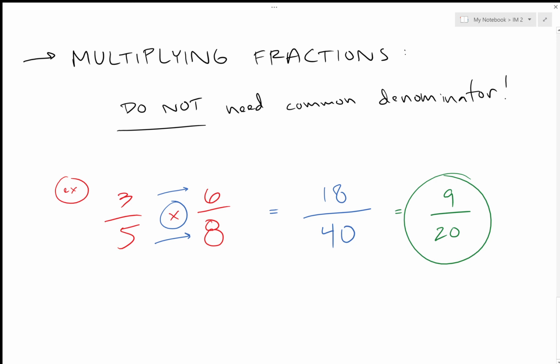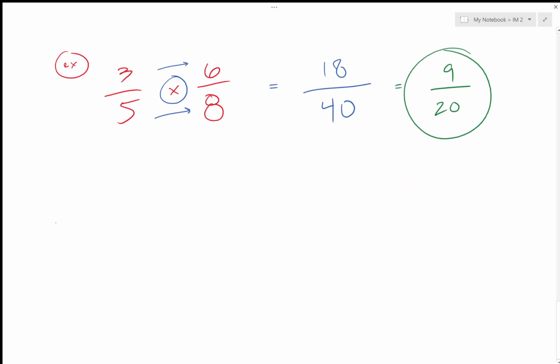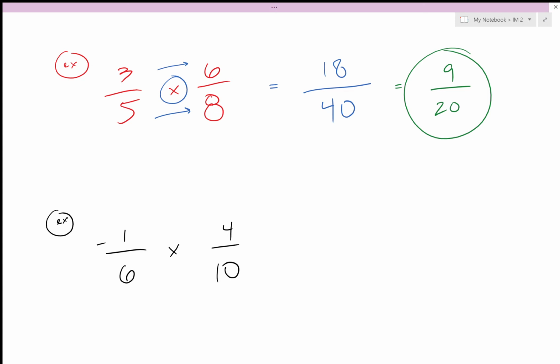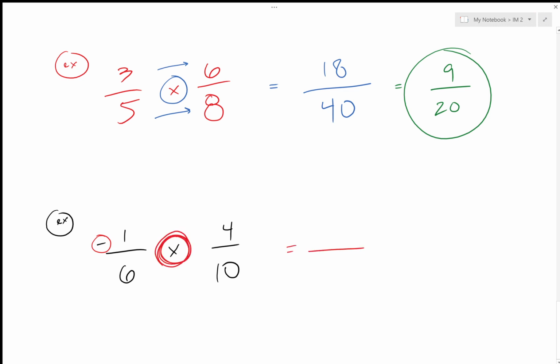So there's a simplified answer. But again, it's not so bad when you're multiplying. One last one. Let's say we have negative 1/6 times 4/10. Again, this negative sign doesn't affect us. That's just telling us the first number is negative. The real operation is the multiplication. So multiply across the top and the bottom. So on top, negative 1 times 4 is a negative 4. And on bottom, 6 times 10 is a 60.